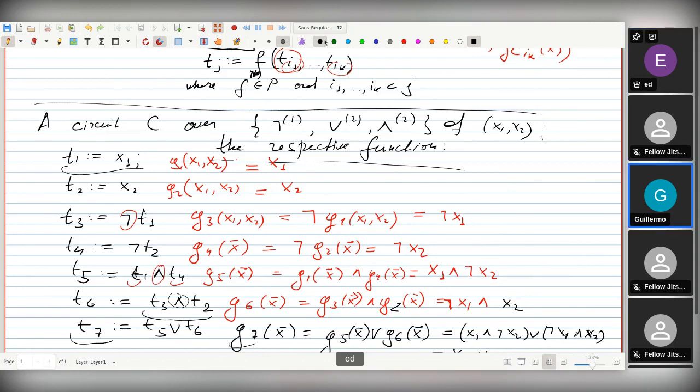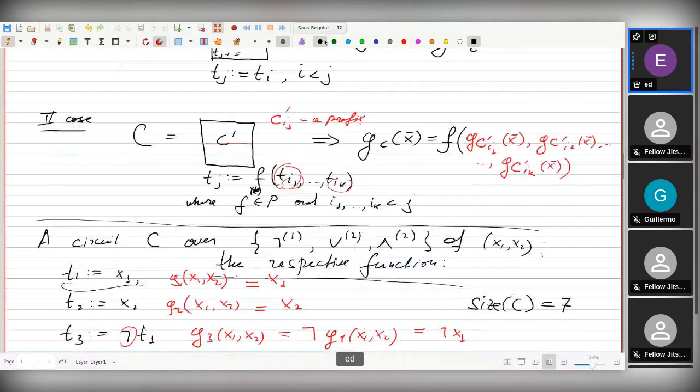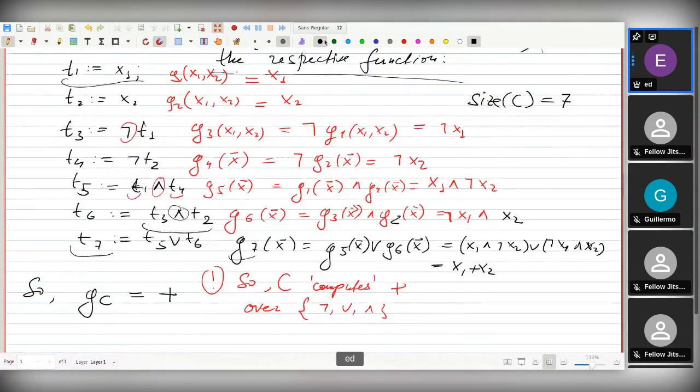Yes. What is the size of C? How many assignments does it have? 7. Okay. But can we construct a circuit that computes addition over the same base but with lesser size? Do you have any idea?